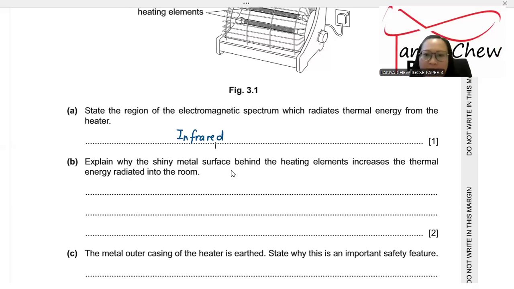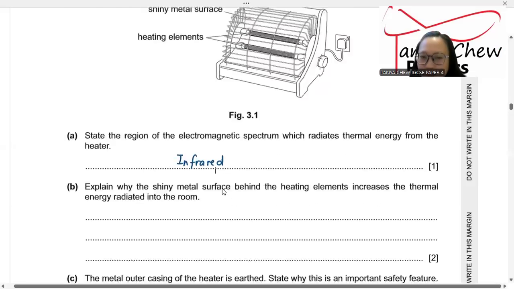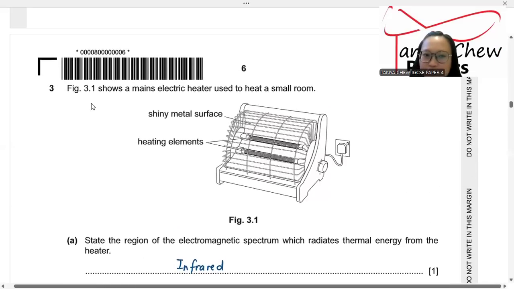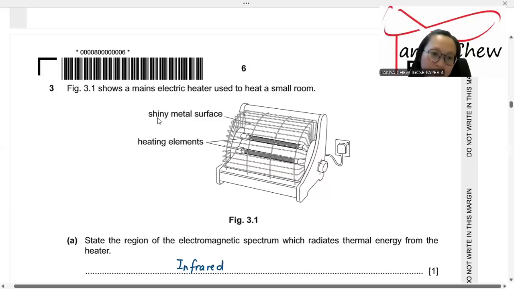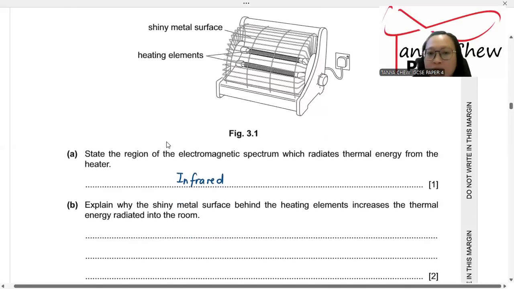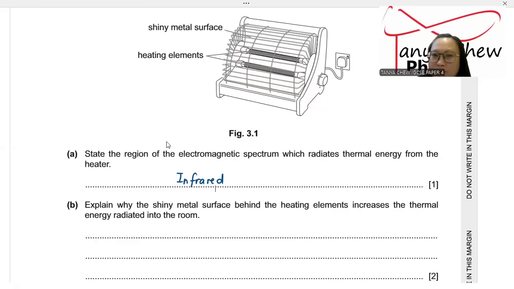If you have a problem in answering this question, I would strongly suggest you look at the question itself. This is a heater. The heater is used to heat a small room. So why do I have to put the shiny metal surface? Because I want the heat emitted by the heater not to be absorbed by the metal surface back into the heater.